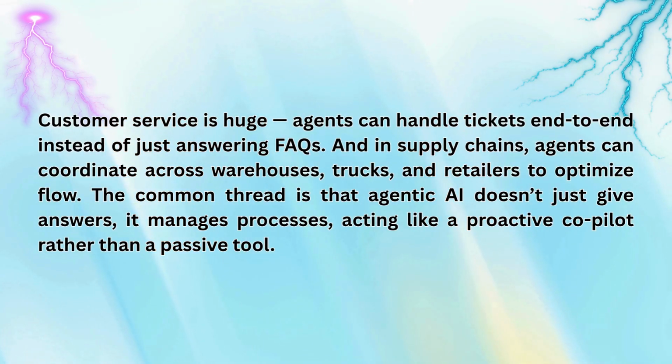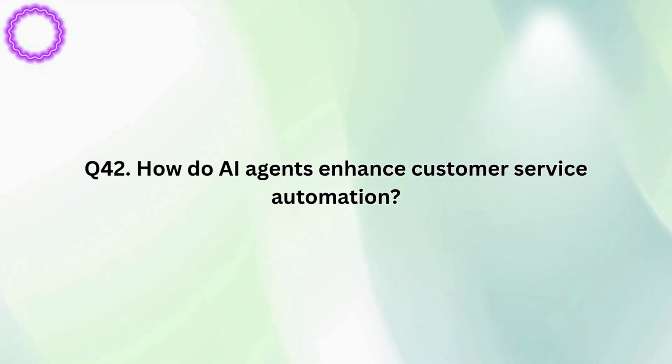Customer service is huge. Agents can handle tickets end-to-end instead of just answering FAQs. And in supply chains, agents can coordinate across warehouses, trucks, and retailers to optimize flow. The common thread is that agentic AI doesn't just give answers, it manages processes, acting like a proactive co-pilot rather than a passive tool. How do AI agents enhance customer service automation?